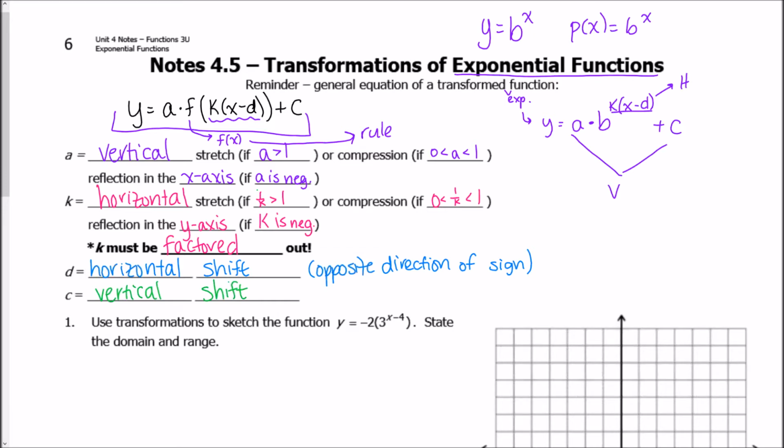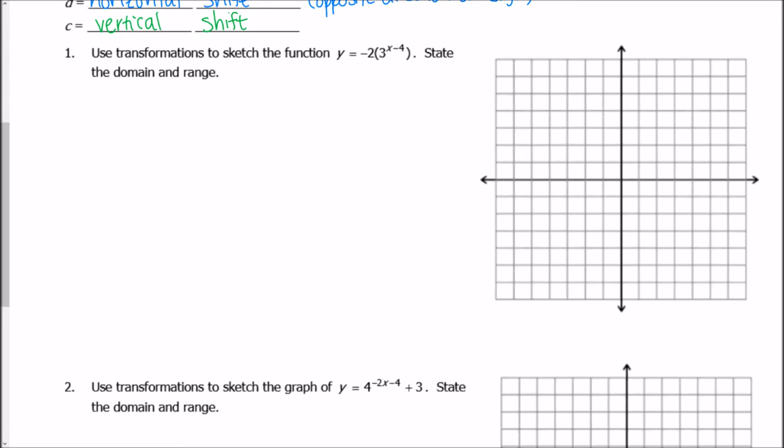So for question number 1, it says use transformations to sketch the function y equals -2 times 3 to the power of x minus 4, and then state the domain and range. So the first thing we need to do is identify what our parent function is. What is my base? Well, my base is 3 because that's what the power is on top of. So my parent function is 3 to the power of x.